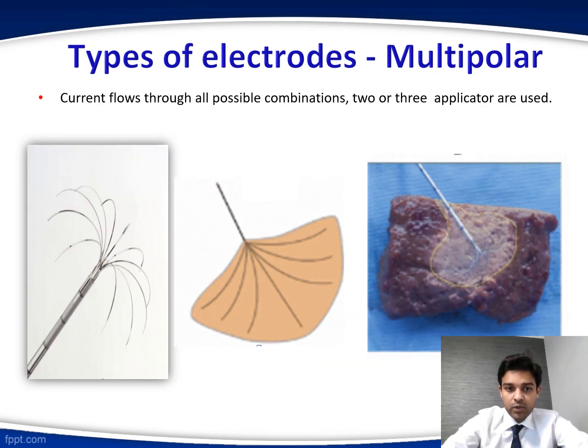Then comes the multipolar type of electrode, where current flows through all possible combinations. Even 2 to 3 applicators are used. As you can see, there are multiple prongs, which are multiple electrodes, multipolar electrodes. The advantage is that it has a larger area of coverage. It is an effective treatment. There is no need for grounding pads and neutral pads. Electrical current is localized to the area of the treatment.